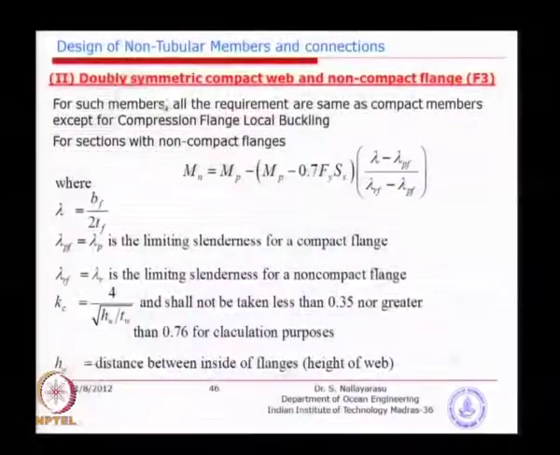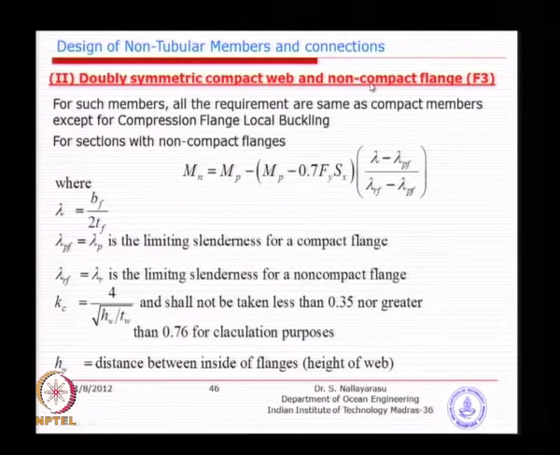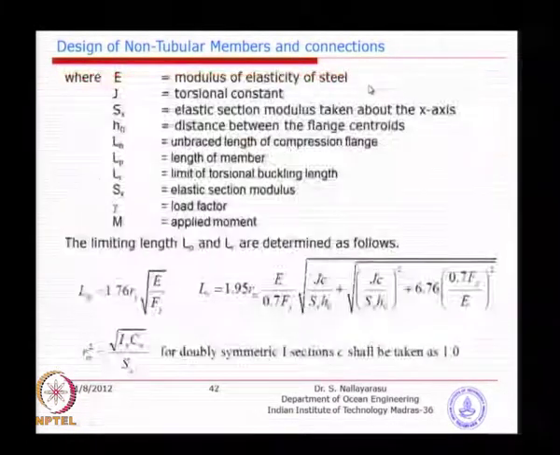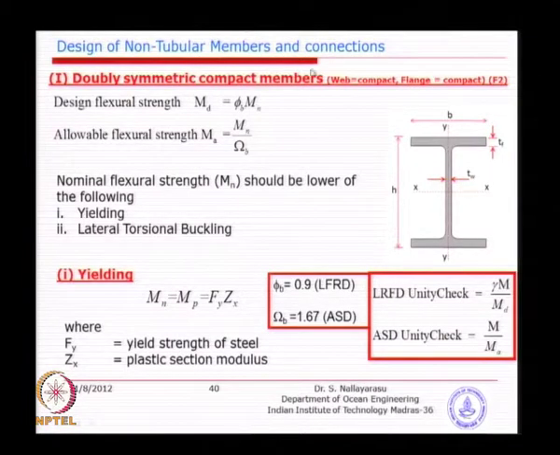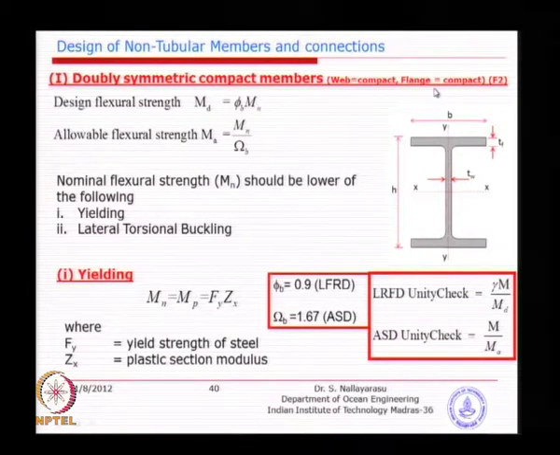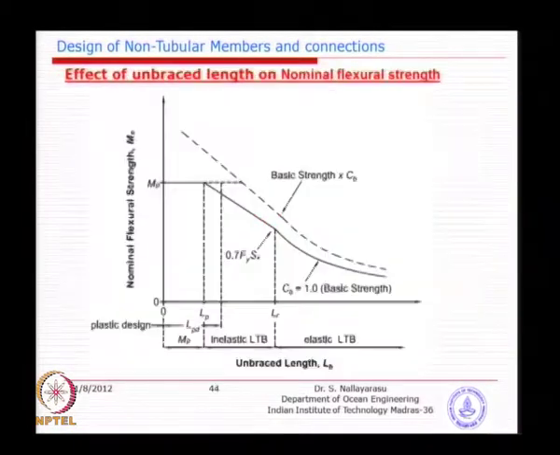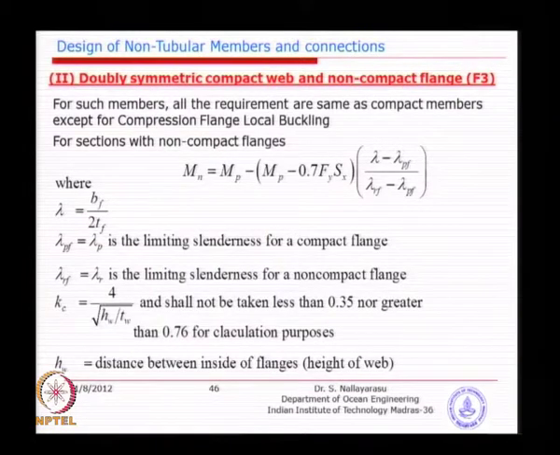So basically, this one is doubly symmetric, compact web, non-compact flange. What we saw just now was compact web, compact flange, which is one of the cases. So when you go to doubly symmetric, again compact web, but non-compact flange, the flange is going into the transition region, and you will see a similar approach, only the formulas will be different. You will need to calculate the nominal moment capacity Mn, go back to your design equation, and substitute.